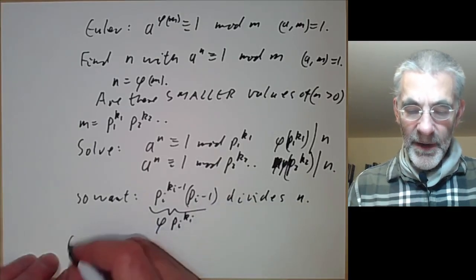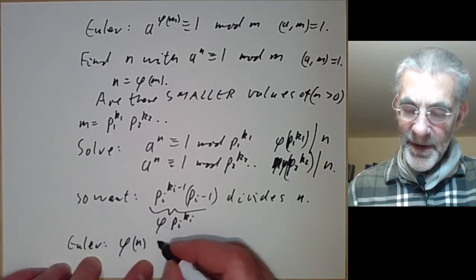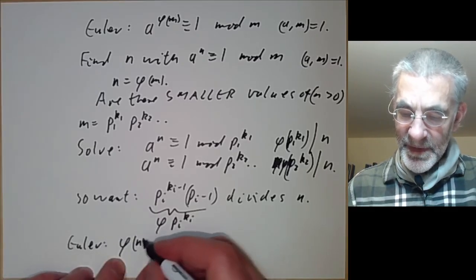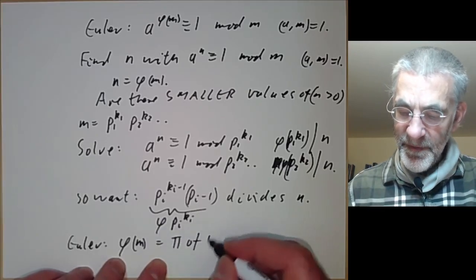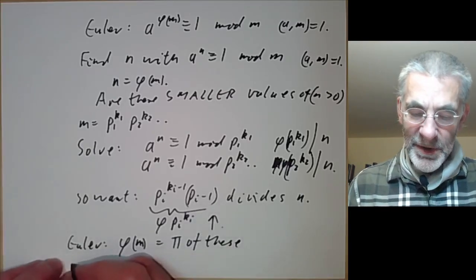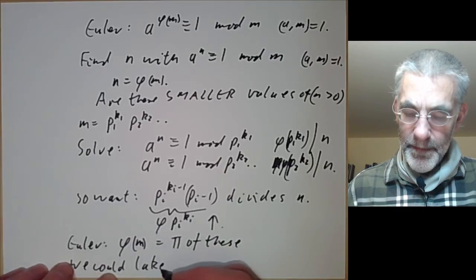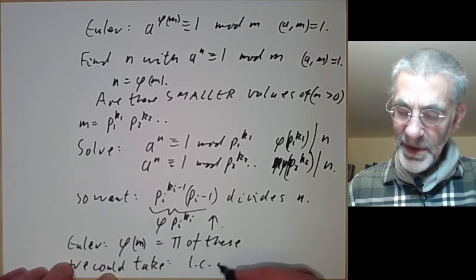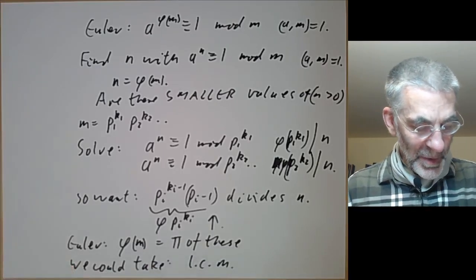And Euler, we just take phi of m, which is the product of these. But we don't have to take the product. We could take the least common multiple, and this would also do, and it will in general be smaller than the product.